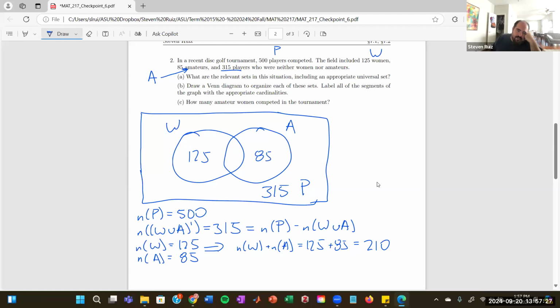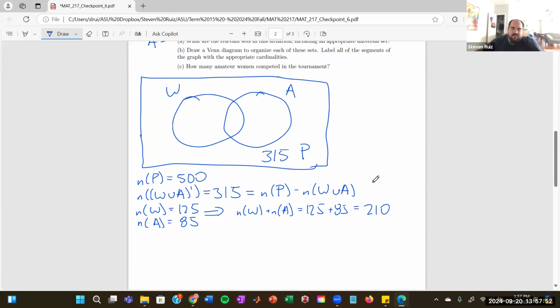No, we can't, for a few reasons. One of them is that, well, if there are 315 people in this universal set outside of W and A, then there can only be 185 people within W union A, and we're heavy. We got 210. So basically, we got to figure out what goes in the middle here.